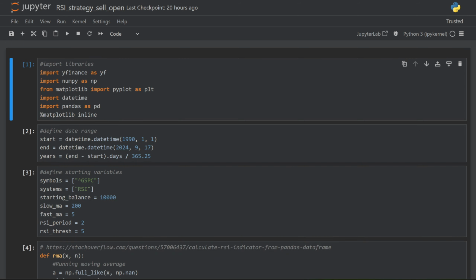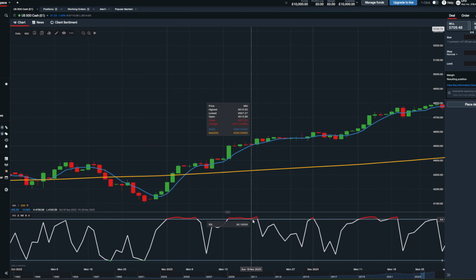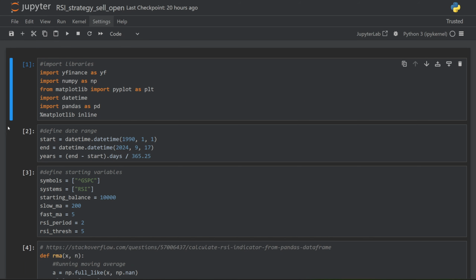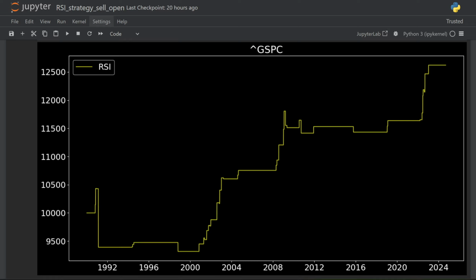Another thing I wanted to check is if I reverse the strategy and used it for short entries instead. So now I would be looking for the RSI to be above 95 and look for short entries. So I basically flip all of the rules around and retest it again. And this is the result.